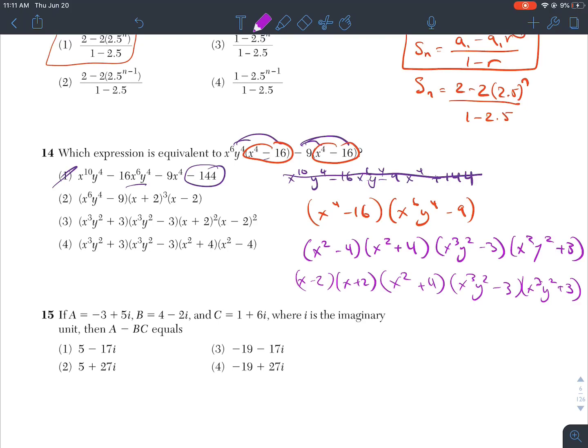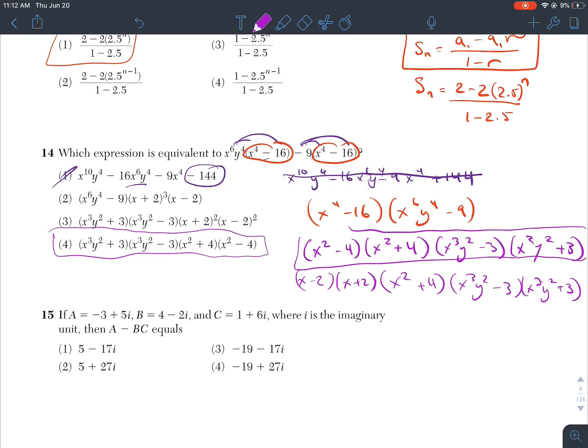And let's see which answer choice is equivalent to this. Oh, hey, look, they didn't even factor it completely. It looks like they got up to this step, and that's choice 4. Okay, cool.